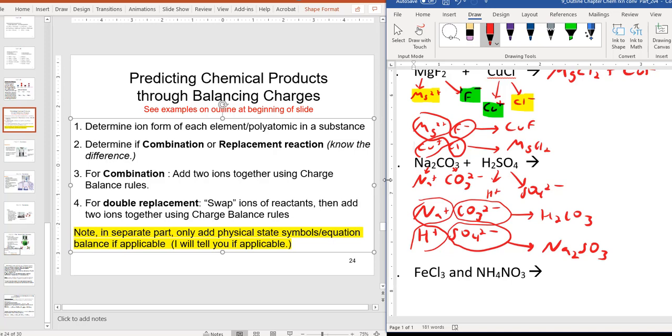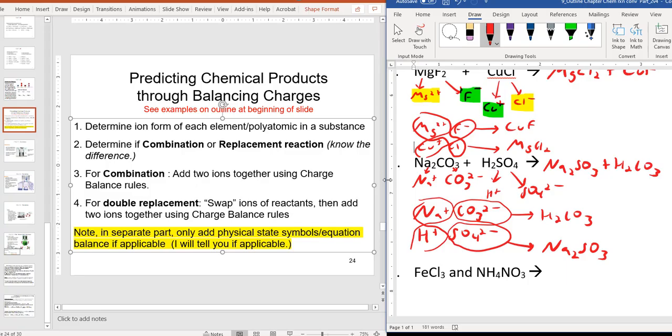Again, it doesn't matter which ionic formula we write first. You can write Na2SO3 plus H2CO3. Now, we are just sticking with combination and double replacement reactions. That's all I'm going to test you on.